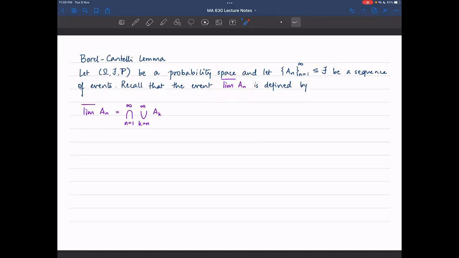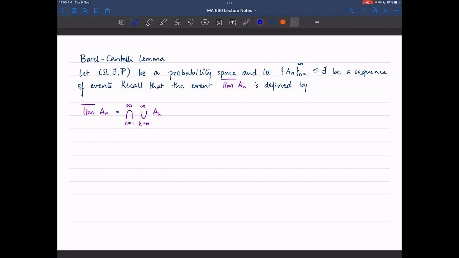So let's see what's going on here. Suppose (Ω, F, P) is a probability space, and suppose (A_n), n going from 1 to infinity, is a subset of F. In other words, (A_n) is a sequence of events. So we're going to define the event lim sup A_n as follows. Lim sup A_n is defined to be the intersection n going from 1 to infinity of the union k going from n to infinity of A_k.